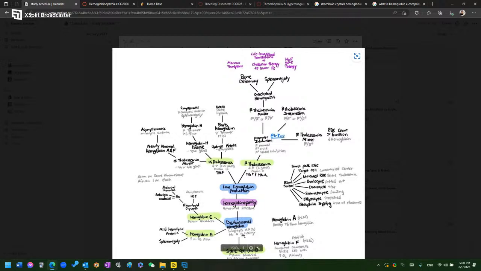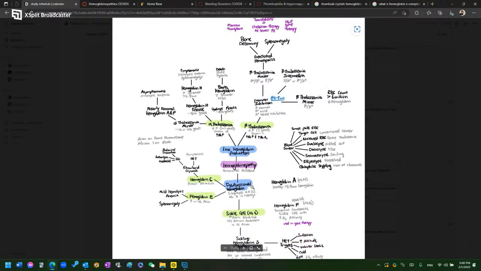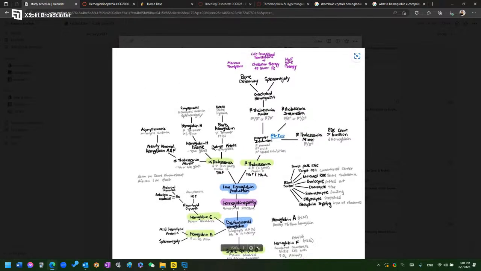Each of these subgroups actually is made correctly, right? None of these subgroups are broken. However, some of them are missing. So alpha thalassemia is when you don't have alpha, and that will cause a lot of issues. Depending on how bad that alpha is missing, you could get different things happen.